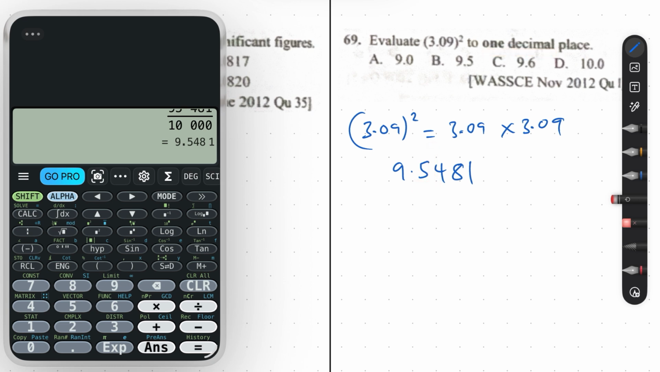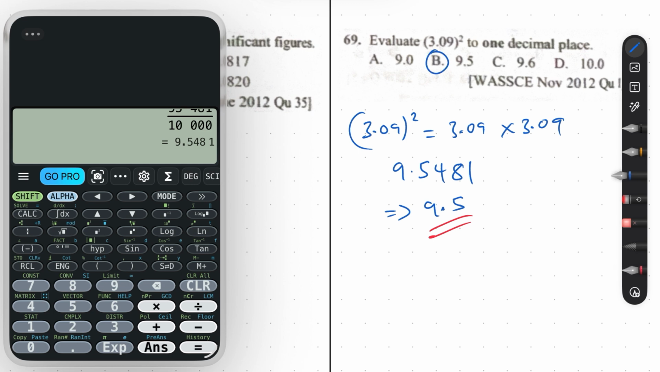Now the first decimal place is 5. So we need to look at this number after the first decimal place. You see, it's greater than 5? If it's greater than 5, we round it. But here we have 4, so we can't round it. So we stop at 9.5. So our answer is 9.5. Yes, our answer is B.